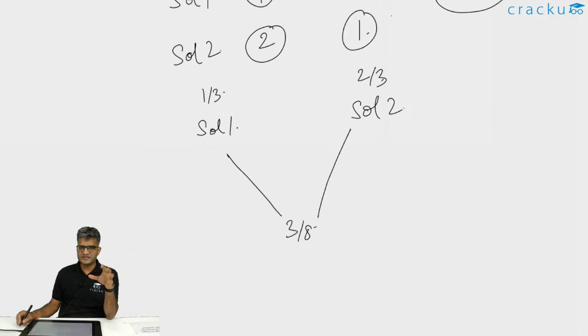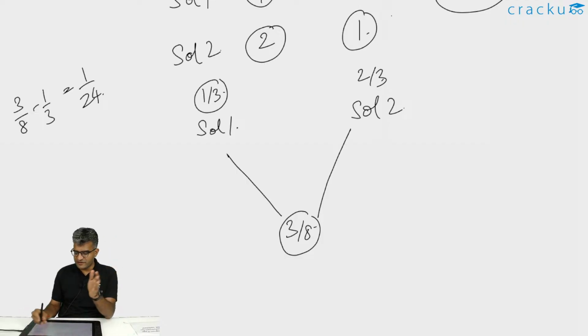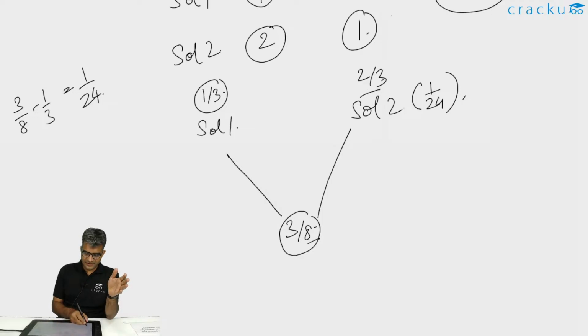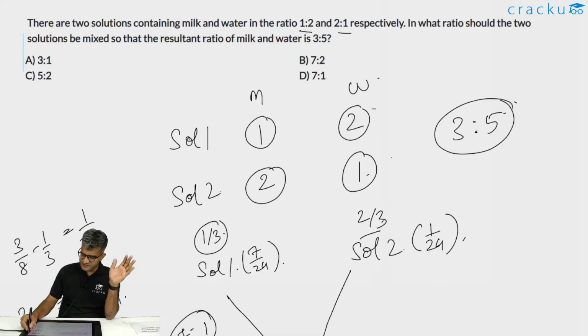So the ratio in which they should be mixed can be solved using alligations. What is 3 by 8 minus 1 by 3? 3 by 8 minus 1 by 3 is equal to 1 by 24. So put 1 by 24 beside solution 2. What is 2 by 3 minus 3 by 8? 2 by 3 minus 3 by 8 is equal to 7 by 24. So put 7 by 24 beside solution 1. So the ratio in which they should be mixed is 7 by 24 is to 1 by 24, which is equal to 7 is to 1. So the answer for this question is option D. Let us look at the next question.